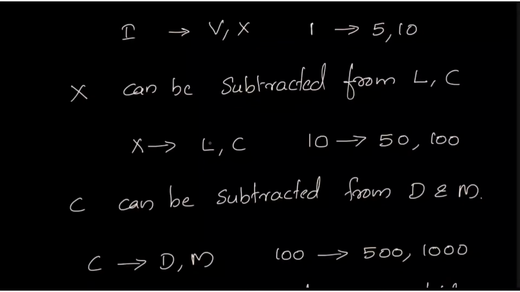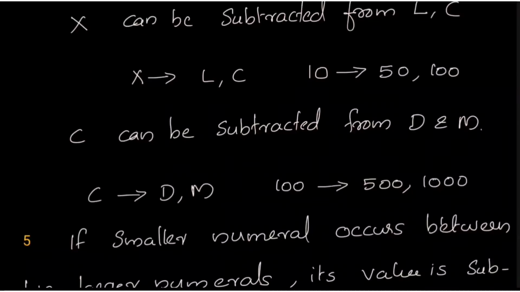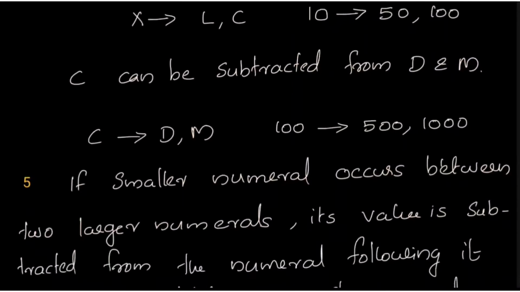In the case of L, if it is 50, we can only subtract X, that is 10. If it is 100, then also we can subtract 10 itself. If it is 500, we cannot subtract 10 or 1, we can only subtract C, that is 100. If it is 1000, then also we cannot subtract 10 or 1 or 5 or any other number. We can only subtract C, that is 100. All these rules should be learned by heart, and then only we can solve problems.